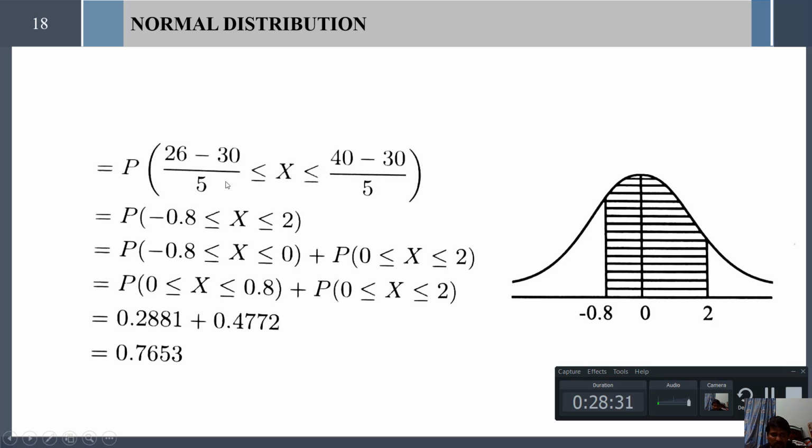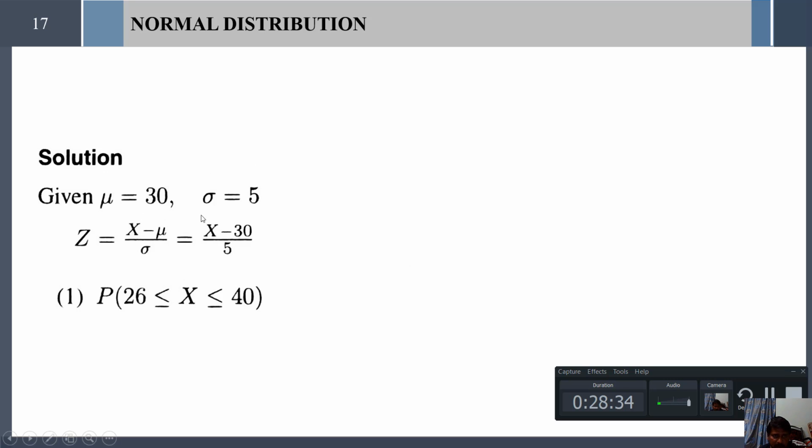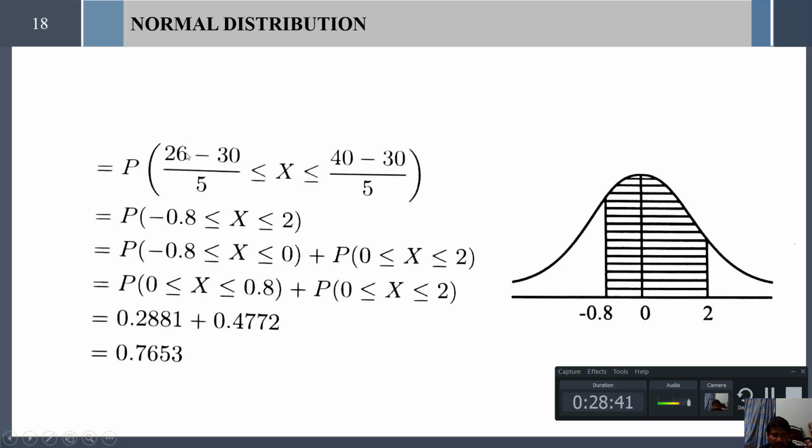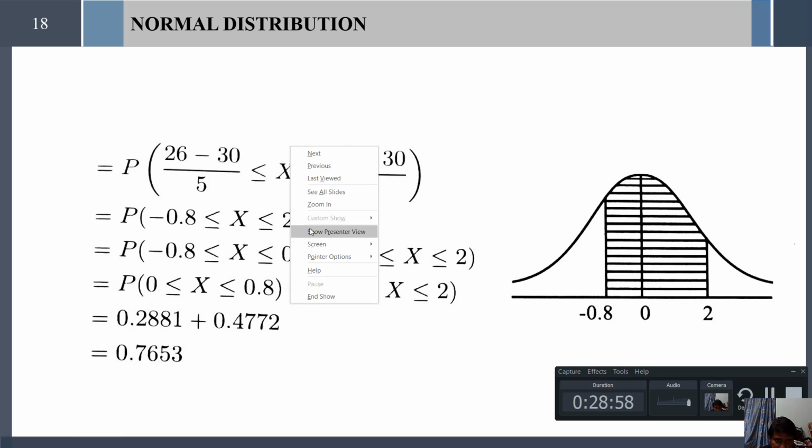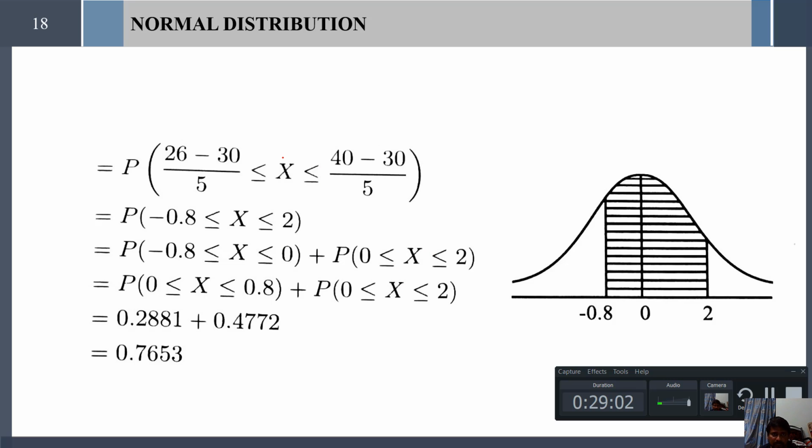We are converting this, and simply substitute x equal to 26 in this place and x equal to 40 in this place. Therefore 26 minus 30 divided by 5 less than or equal to z less than or equal to 40 minus 30 divided by 5. And this x, this is actually not x, here is a printing mistake, this is z. Okay, this is z, this is not x.